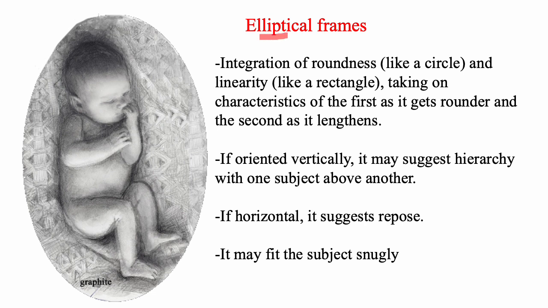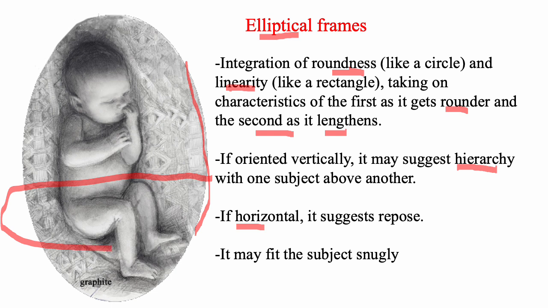An elliptical format is the integration of roundness like a circle and linearity like a rectangle. So it looks more like a circle as it gets rounder, and it looks more like a rectangle as it lengthens. We could orient it vertically, as I did here with my granddaughter, and this vertical orientation may also suggest hierarchy if one subject is above the other. Alternatively, we could have it in a horizontal position, suggesting repose. And the subject should fit snugly into the frame.